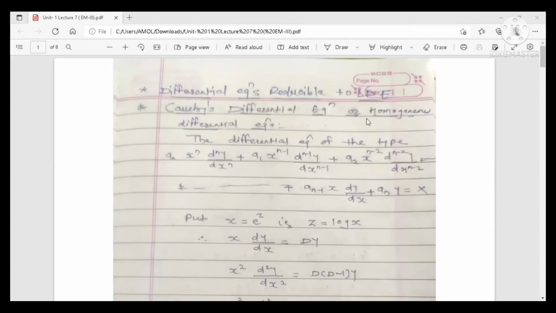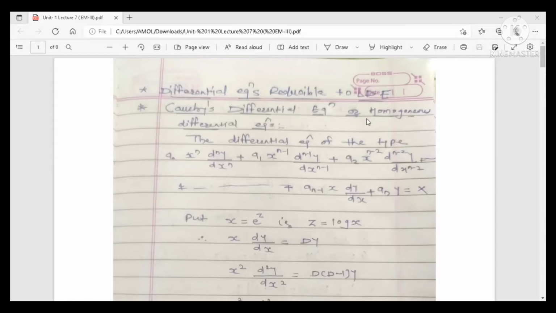Hello dear students, this is your Engineering Mathematics 3 lecture. Today's topic is differential equations reducible to LDE, linear differential equations with constant coefficients. This topic is from the first unit, linear differential equations with constant coefficients.